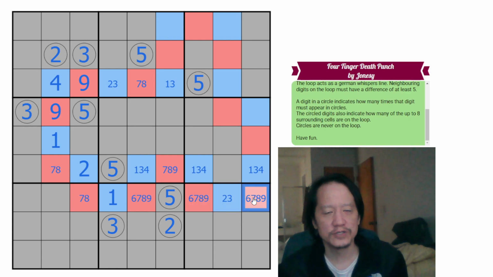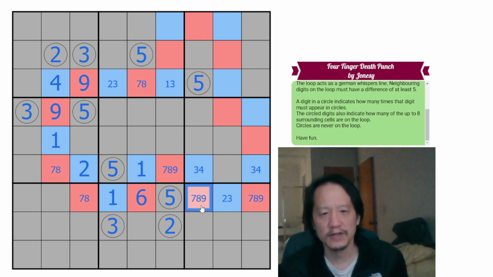In addition, the 6 has to be next to a 1 at all times on the loop. So this can't be 6. Therefore, we know this is a 6, which means this has to be 1. Which means this can't be 1, this can't be 1. We have a 3, 4, 3, 4 pair.